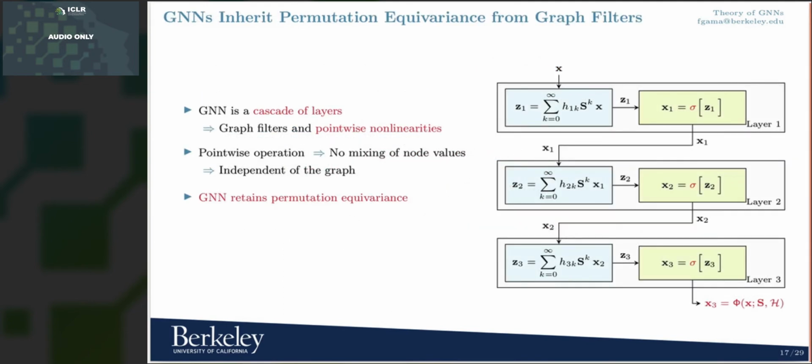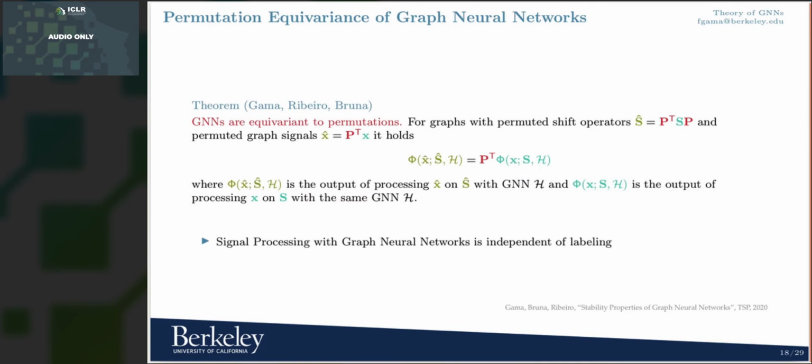Since GNNs are a cascade of graph filters with pointwise nonlinearities, and since a pointwise operation does not mix node values, then GNNs retain the permutation equivariance property. This is stated formally in the following theorem. For graphs with permuted shift operators and permuted graph signals, it holds that the output of one GNN is a permutation of the output of the other GNN as long as they are using the same filters H.